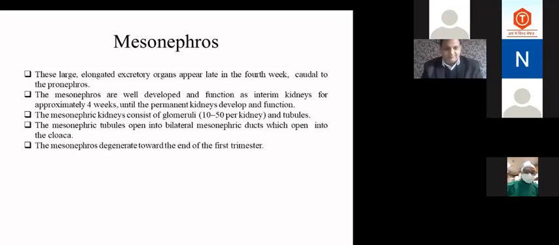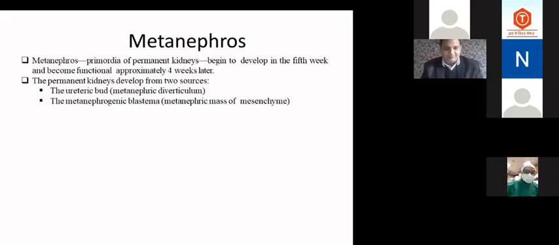The mesonephros degenerate toward the end of the first trimester and are replaced by the metanephros. Metanephros, the primordia of the permanent kidneys, begin to develop in the fifth week and become functional approximately 4 weeks later. By the time the mesonephros perform their function, the permanent kidney develops from two sources.